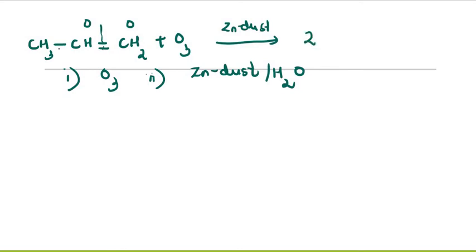We will be getting CH3CHO. Sorry, this one is propene we have taken. So again we will be getting what? CH3CHO and H2CO. So it can be written as CH3CHO plus H2CO. We can't write it like that because we know that either an aldehyde or a ketone is formed.